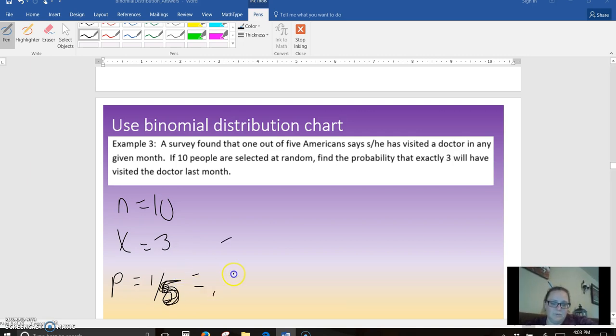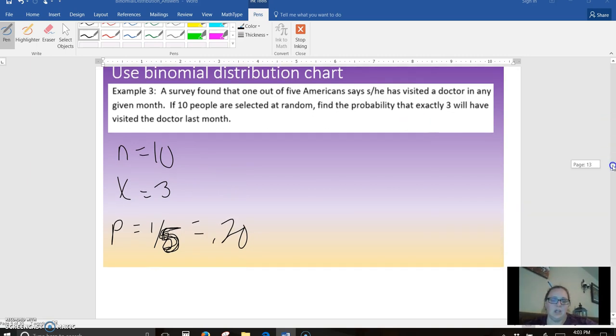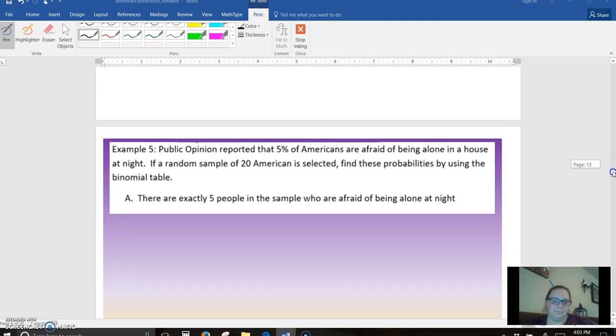5, which is 0.2. Okay, when I divide it out, I'm going to go down to 10, go over to 3, and then over to 0.2.